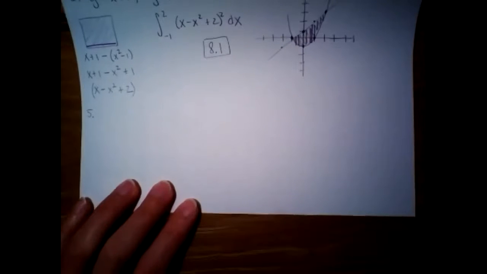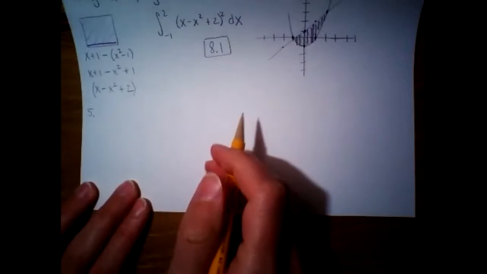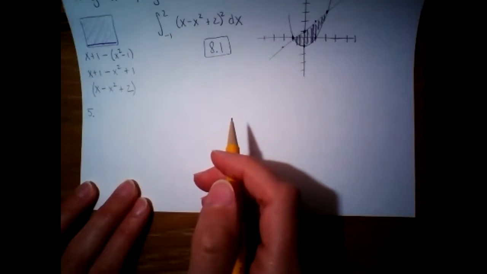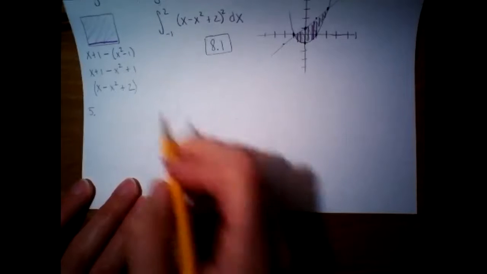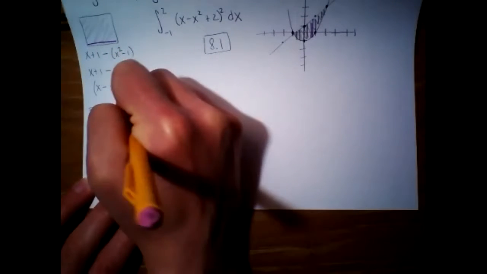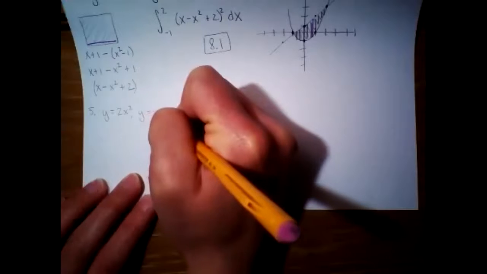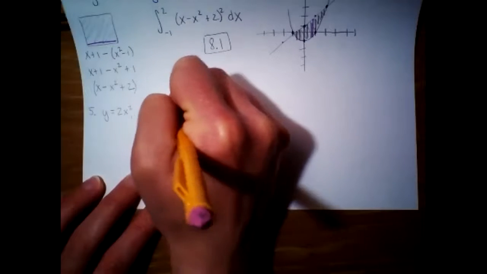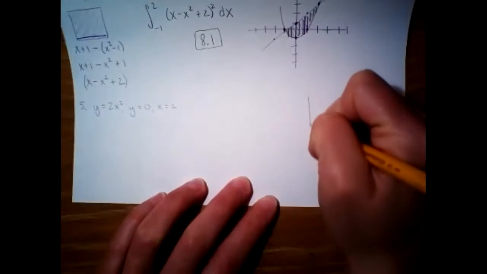All right, so we're going to look at number 5. So number 5 says, this is a discs or a washers one. We're going to rotate the region bounded by y equals 2x squared, y equals 0, so that'll just be the x-axis, and x equals 2 around some axis of rotation.